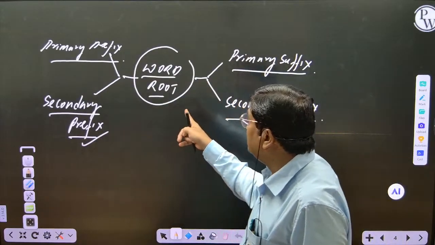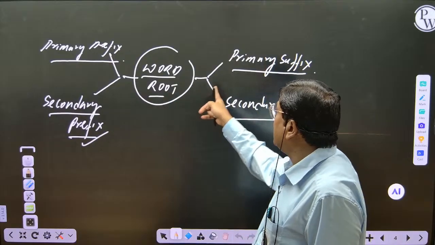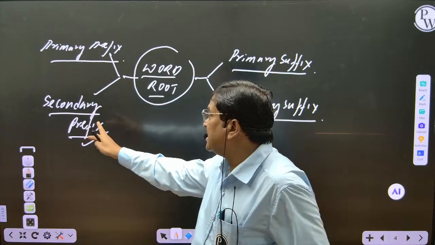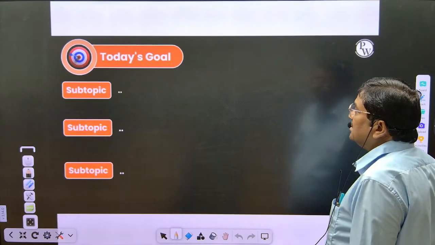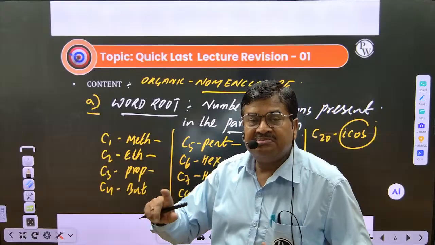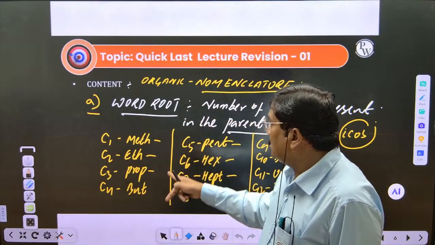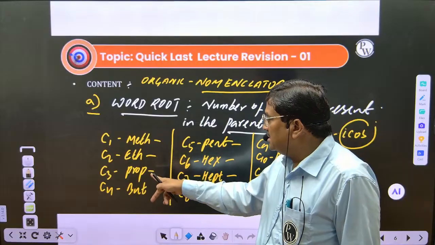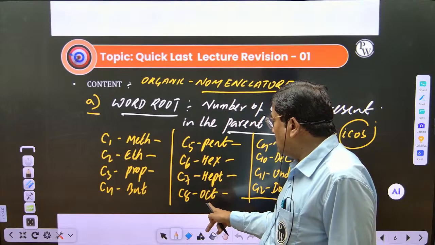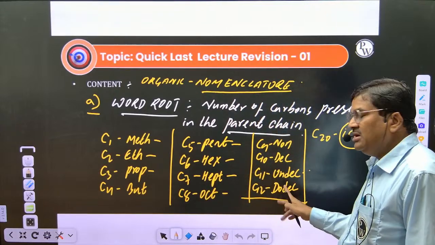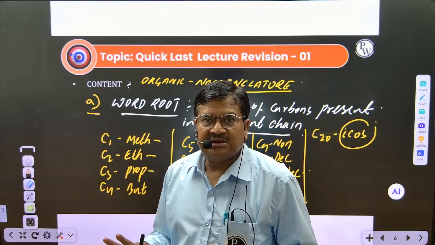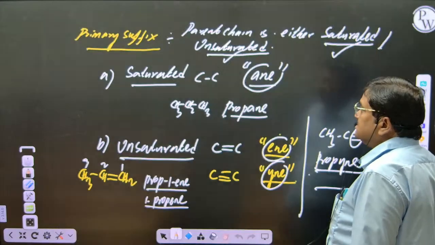See, in order to write the name, we wrote word root. Word root is having primary suffix, secondary suffix. And before the word root, we are having primary prefix and secondary prefix. This we discussed. After that, word root means how many carbons are present in the selected long chain. And you have to remember: one carbon meth, two carbon eth, three carbon prop, four carbon but, five carbon pent, six hex, seven hept, oct, non, dec, 11 undec, 12 dodec. This is word root. Word root tells about how many carbons are present in the long chain. Correct. Right. After that, we discussed suffix.